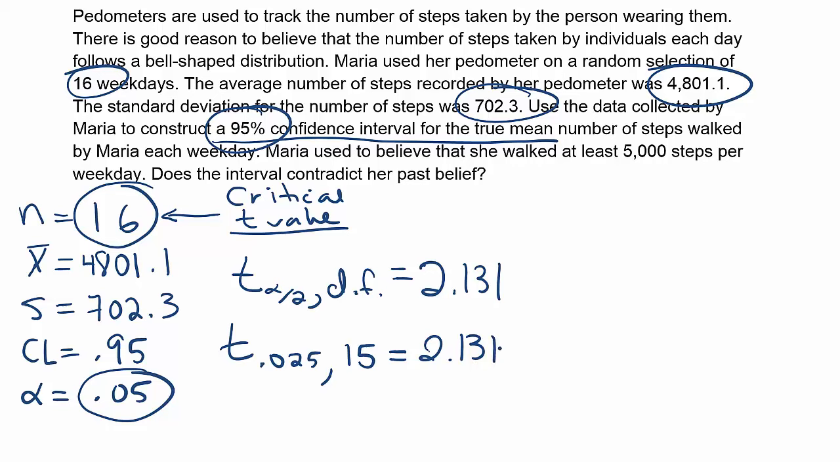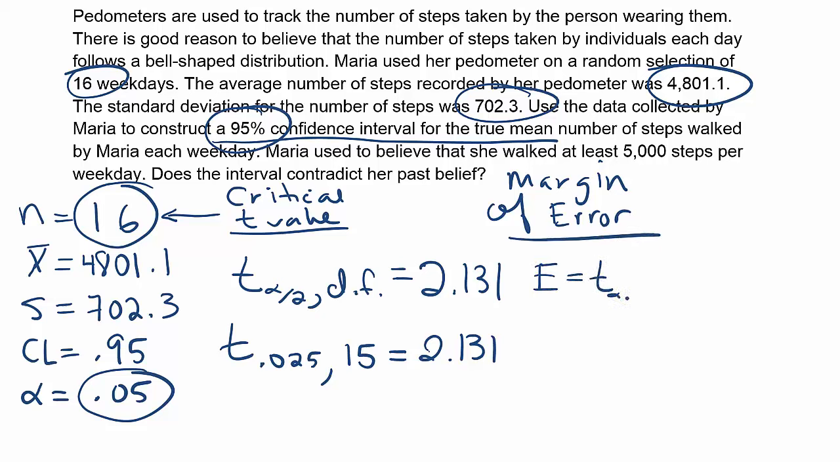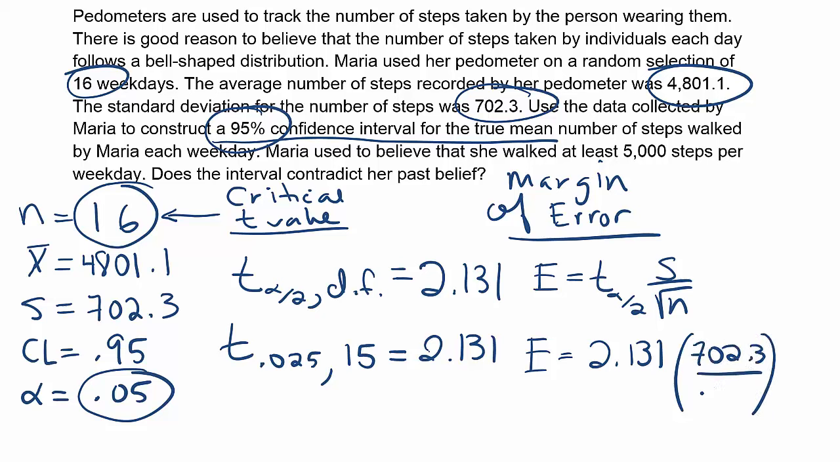Let's go ahead and do the margin of error. The margin of error is very similar to what we used before. The formula basically will say E is equal to t alpha divided by 2, times s divided by the square root of n. So E is equal to 2.131 times s, which is 702.3, divided by the square root of 16. Okay, so let's work that out.